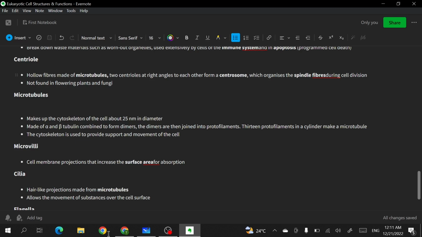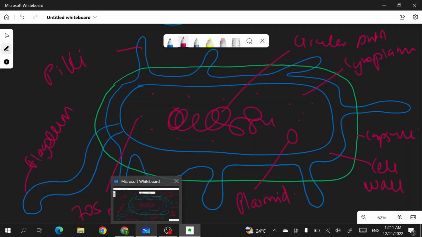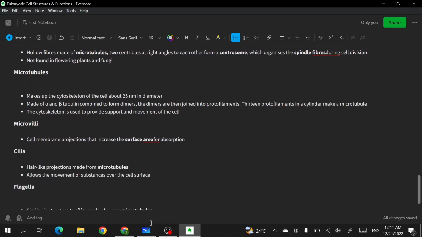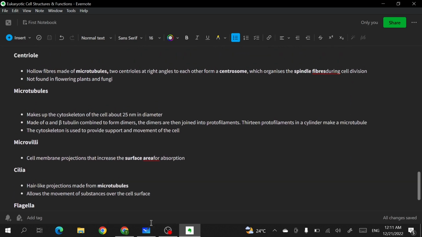As I said, it's not found in plants. I have noted it on the whiteboard here. Remember, centriole is not found in plants, and do not confuse centriole with centrosome. What do we have more? Centromere, etc.